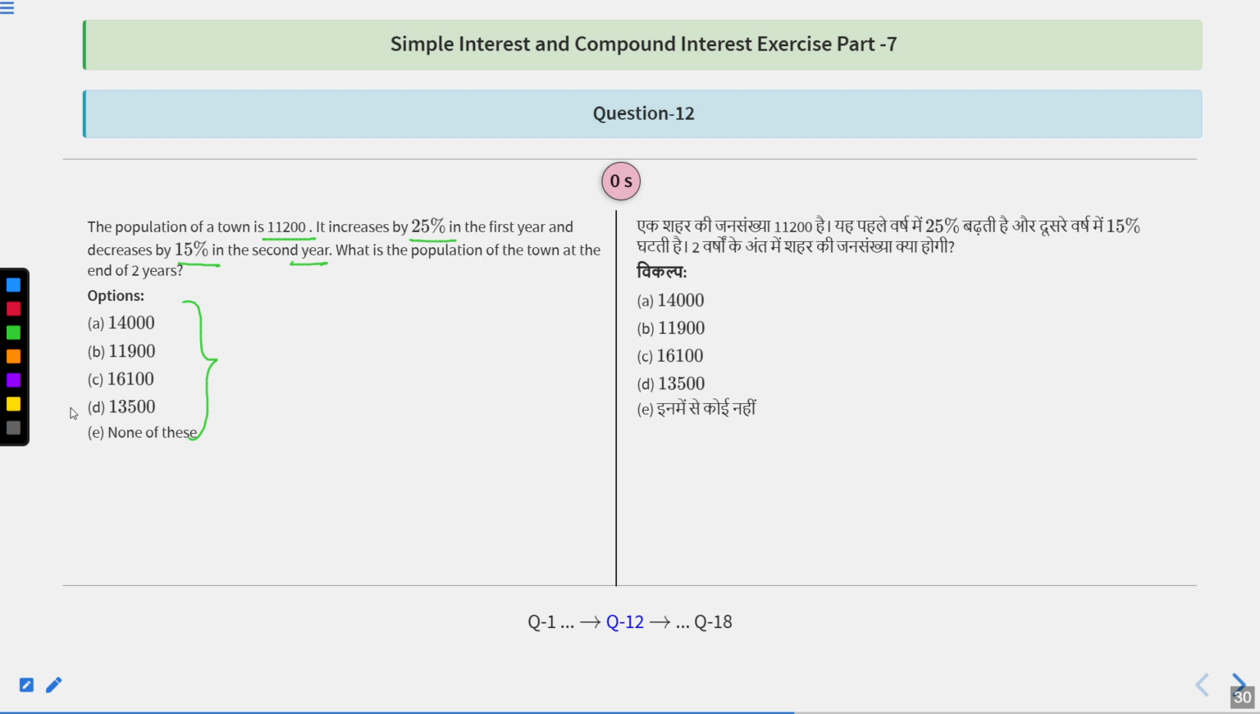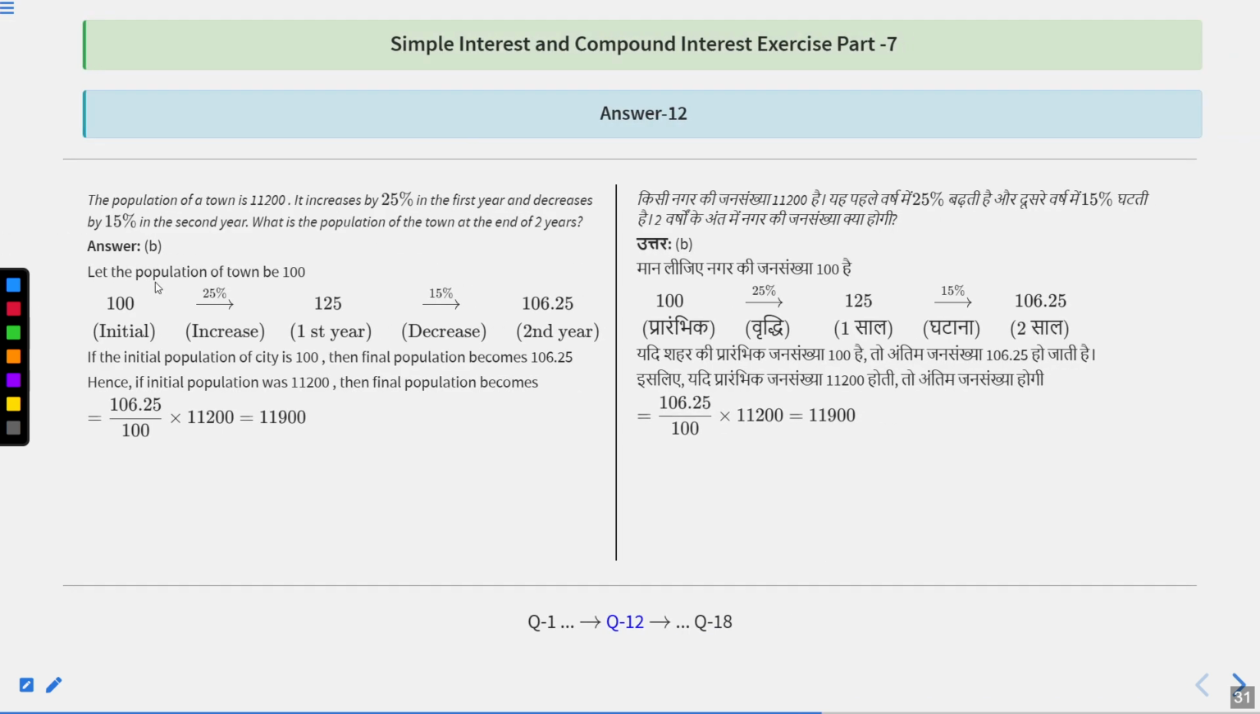Now time's up. Let's see the solution. Now we let the initial population of town is 100. So when it increases by 25%, it will become 125. Then it decreases by 15%. So it will become 106.25. Clear? So if the initial population is 100, the final population is 106.25.